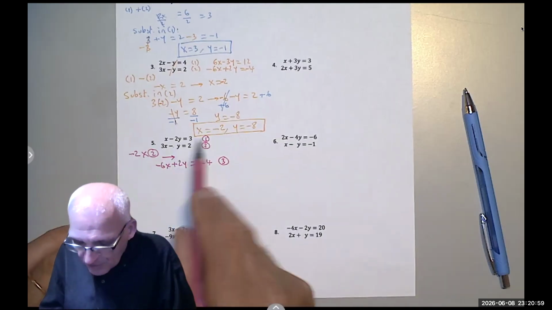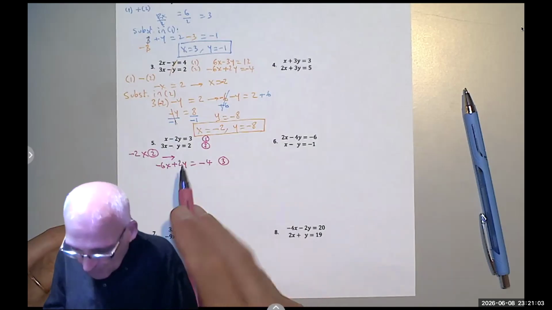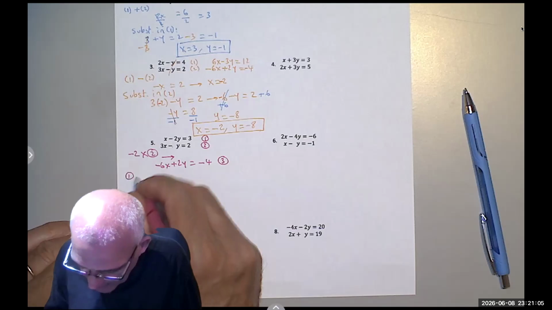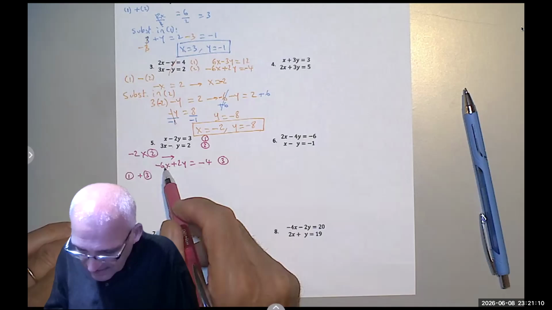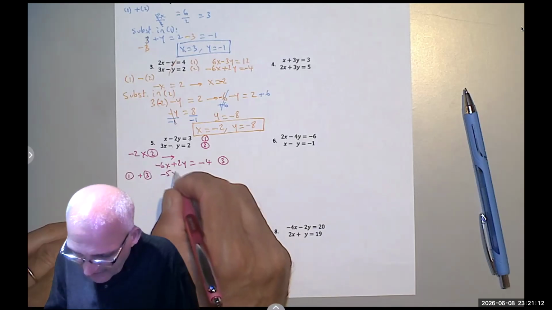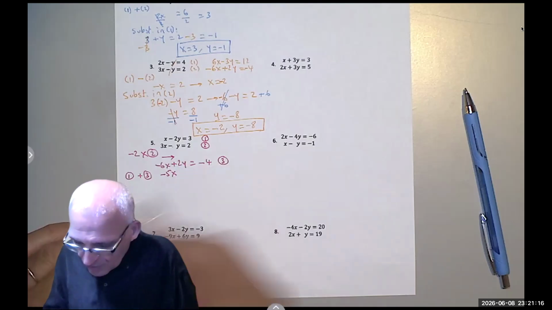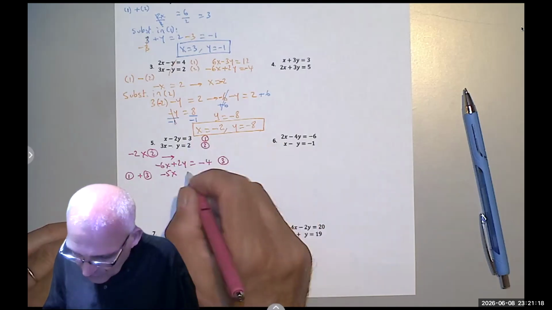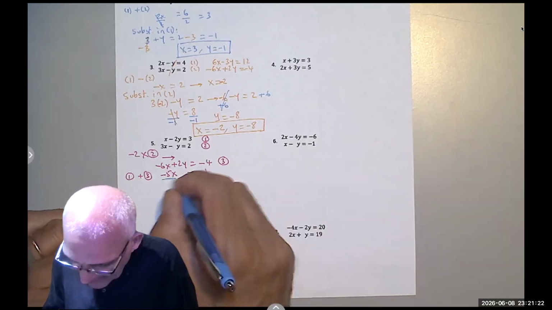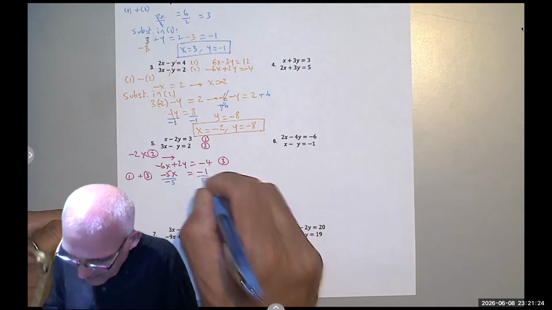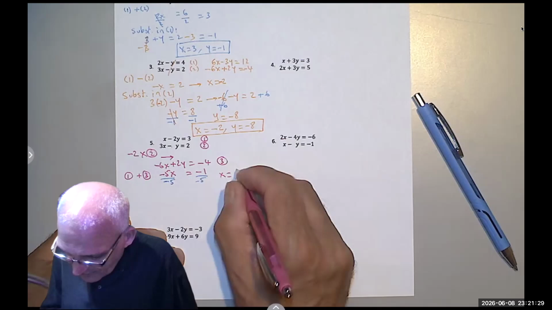So you see, equation 1 has -2y. Equation 3 has positive 2y. So if I add 1 to 3, I will get x minus 6x is -5x. -2y plus 2y is 0. 3 minus 4 is -1. Dividing by -5, I get x equals 1/5.